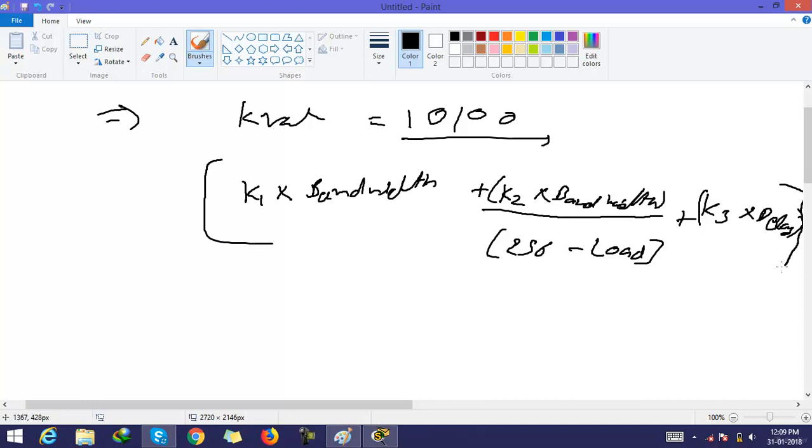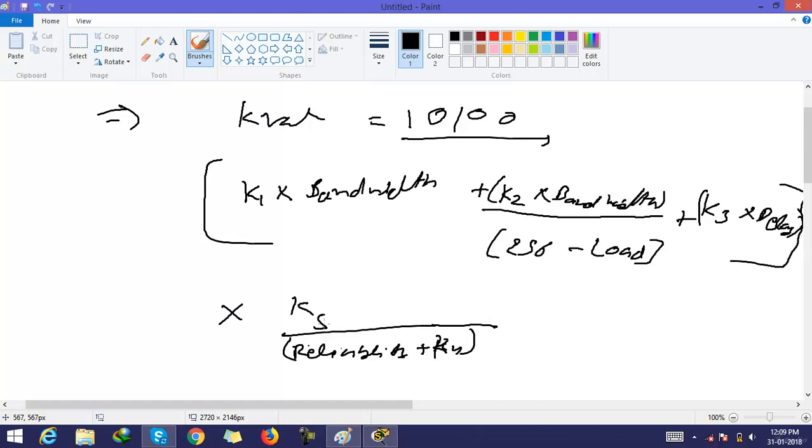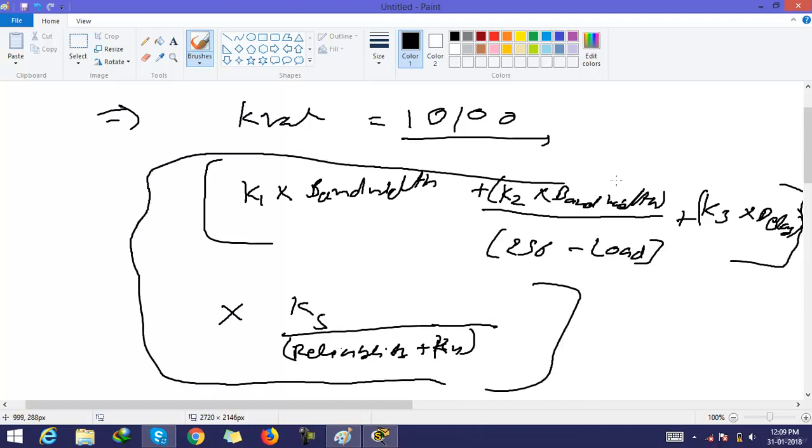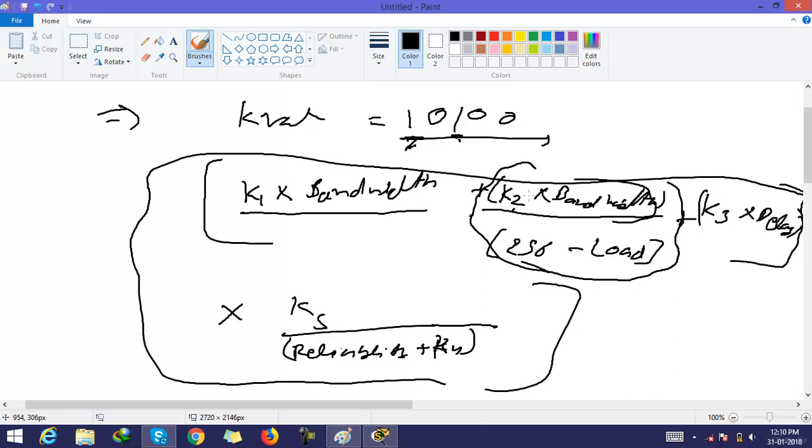The total value of this is multiplied by K5 upon reliability plus K4. This is the actual formula for calculating the metric. For example, here I am using K1 as 1 and K3 as 1. So this term is 1, K2 is 0, so this whole term becomes 0 because it is multiplied by 0. K3 is 1, so this value stays here. K5 is 0, so this value becomes 0.